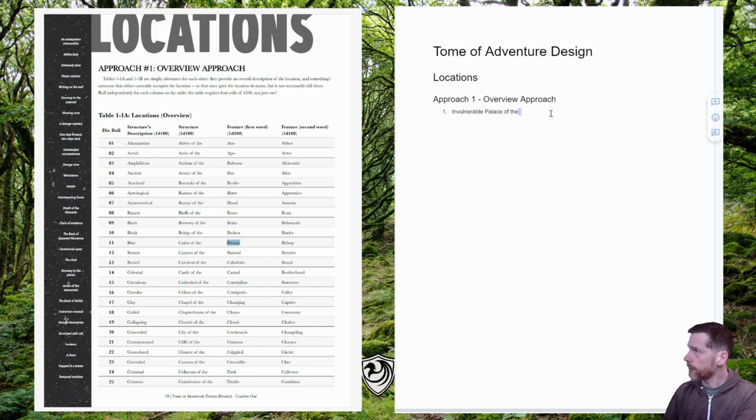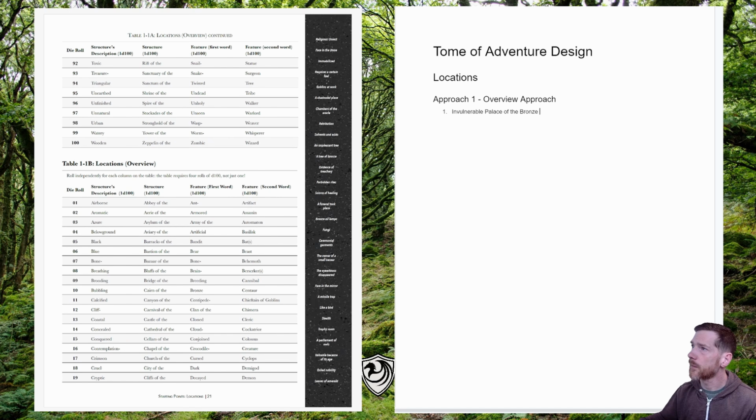So we have the Invulnerable Palace of the Bronze Statue. Maybe that combination of four words is enough to invoke some ideas. Like, oh, okay, so I have this palace that maybe it's ruled over by a bronze golem of some sort. That could be enough to get your creative juices flowing and come up with an adventure.